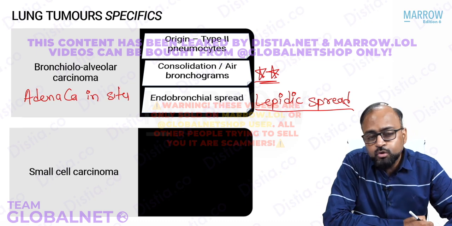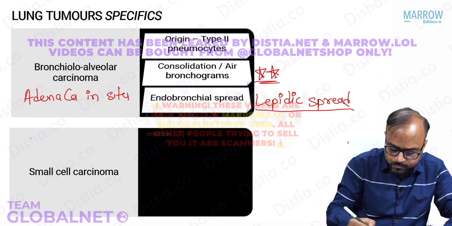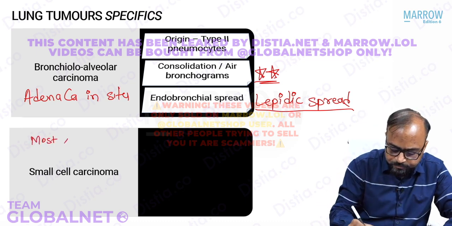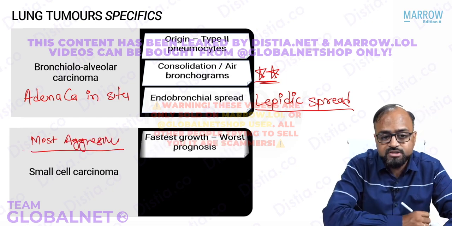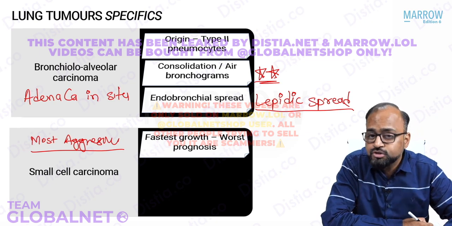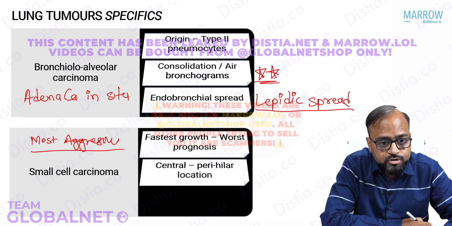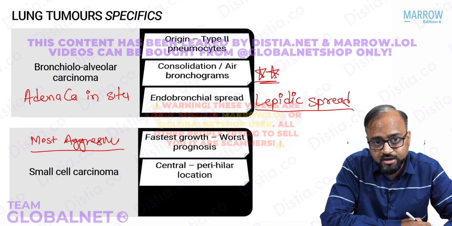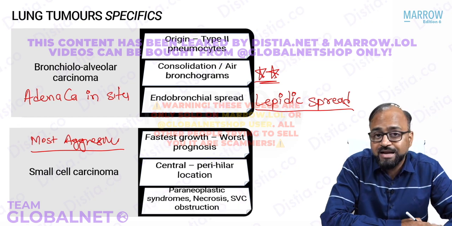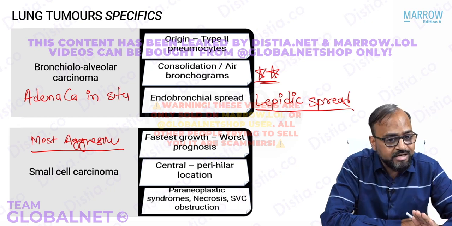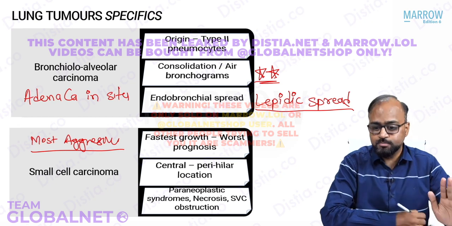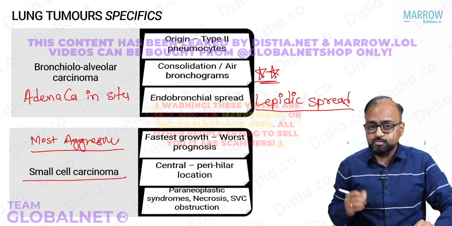Now, one of the most aggressive subtypes. So, the most aggressive subtype of lung cancer is called small cell lung cancer. So this has the fastest growth, therefore it has the worst prognosis. It is usually central or perihilar in location and presents with paraneoplastic syndromes. It has necrosis within it and shows SVC obstruction. So worst prognosis is small cell lung cancer.